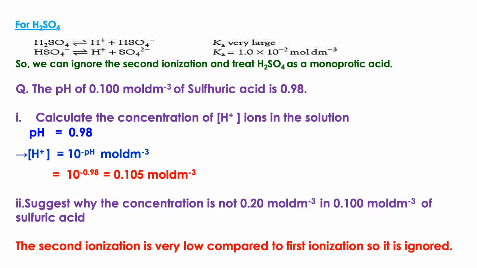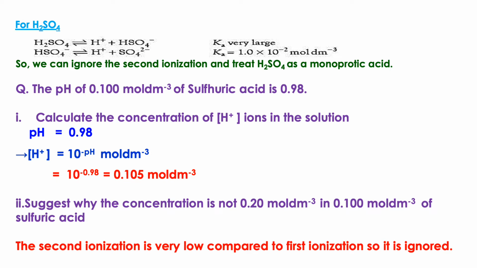Let's discuss a question. The pH of 0.1 moles per decimeter cube of sulfuric acid is 0.98. Calculate the concentration of hydrogen ions in the solution. pH given is 0.98. Using the formula of concentration of hydrogen ions equal to 10 to the power minus pH, substituting the value of pH in the formula, we get the concentration of hydrogen ion equal to 0.105 moles per decimeter cube.